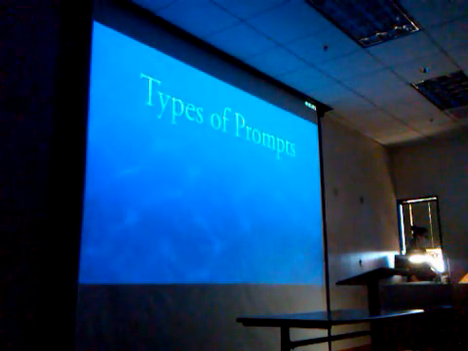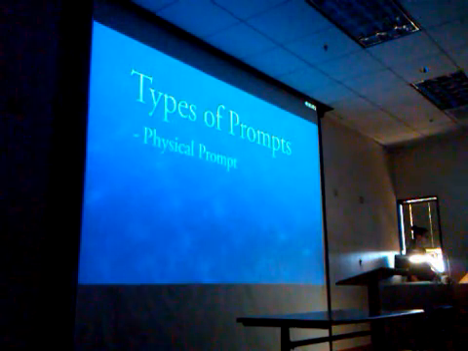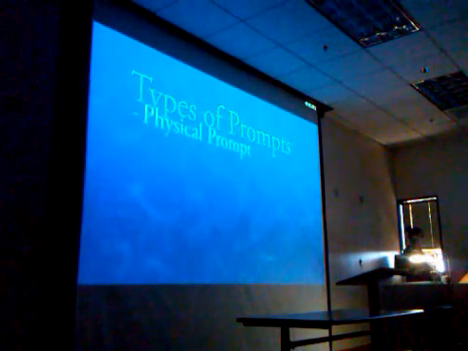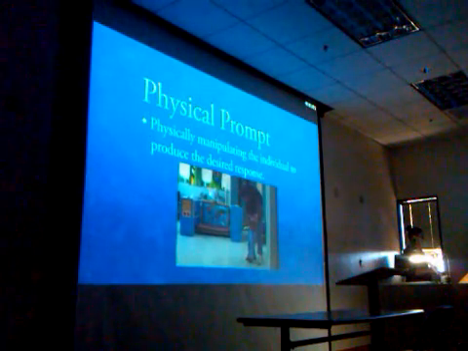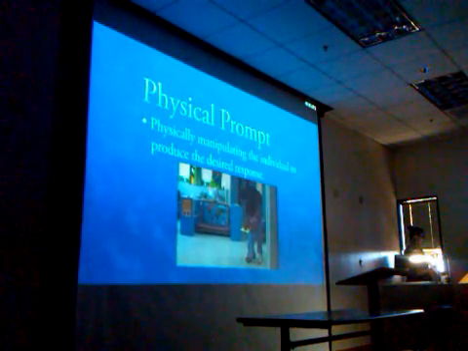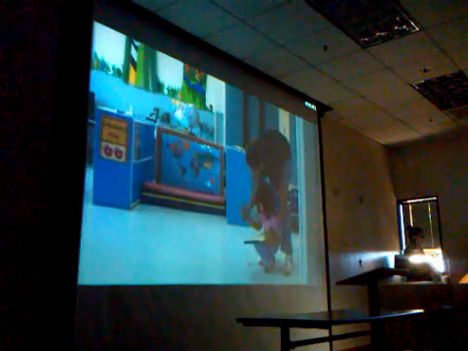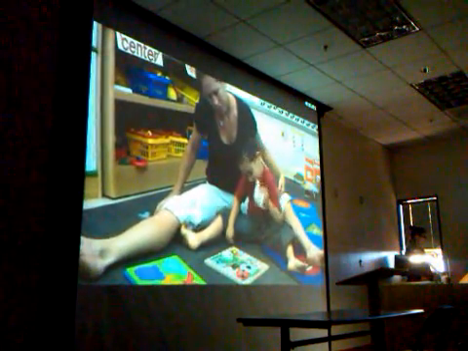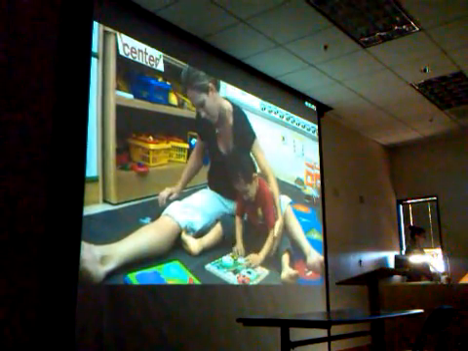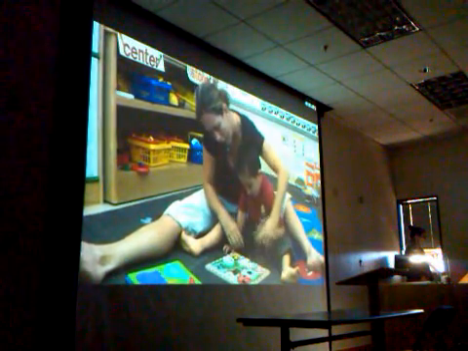One frequently used prompt is the physical prompt. A physical prompt is when the teacher is physically manipulating the individual to produce the desired response. Simply put, it is when you use physical guidance, such as touch or hand over hand, to help the student learn the correct response.